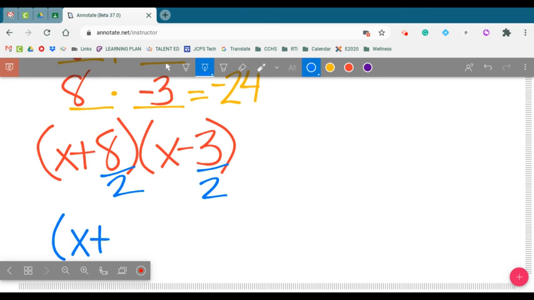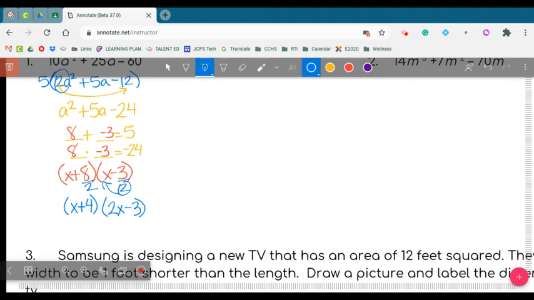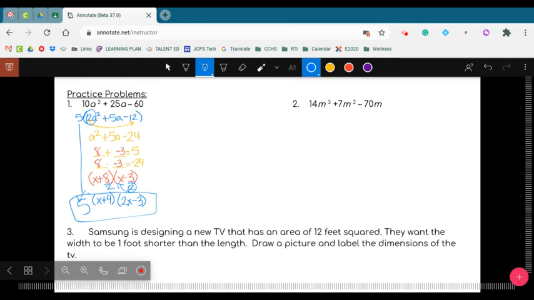This simplifies to x plus 4. This one does not simplify, so I have to swing it to the front. So I'll have 2x minus 3. And then I can't forget this 5 that I pulled out. So this would be your answer. Sorry, that looks kind of bad.